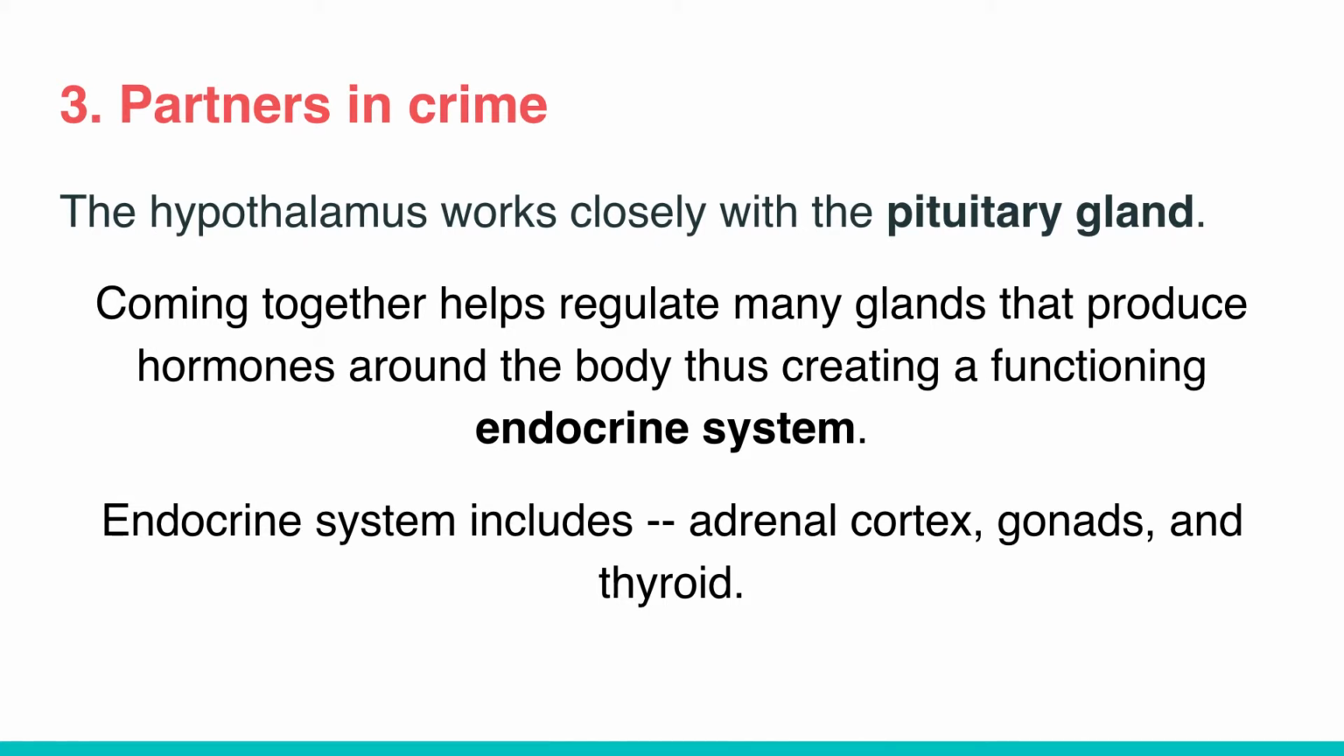So, partners in crime. The hypothalamus works really closely with the pituitary gland. These two come together to help regulate many other glands that produce hormones around the body, thus creating a functioning endocrine system. And the endocrine system includes the adrenal cortex, gonads, and thyroid.